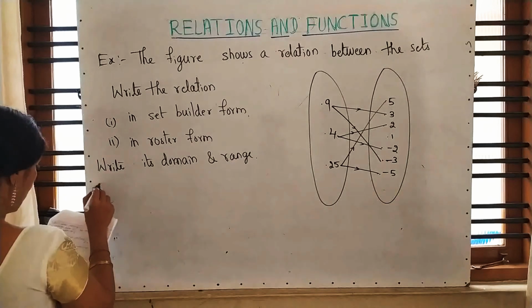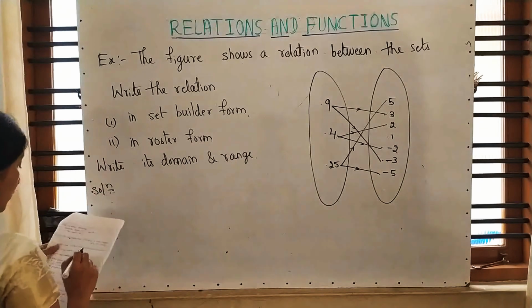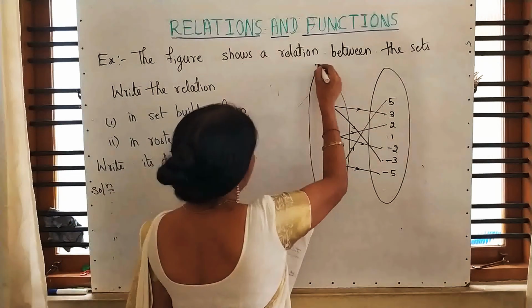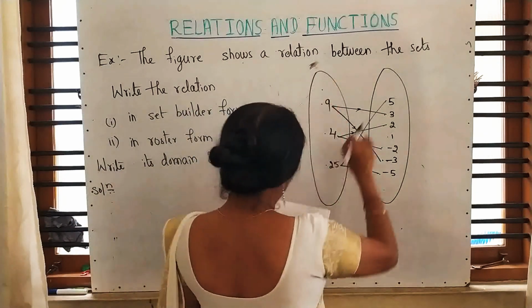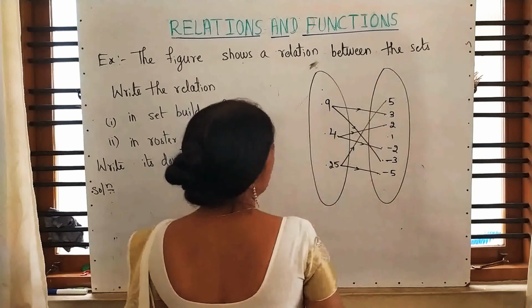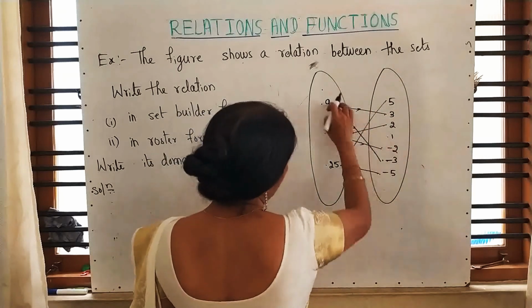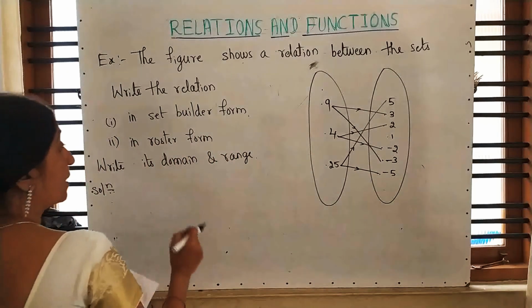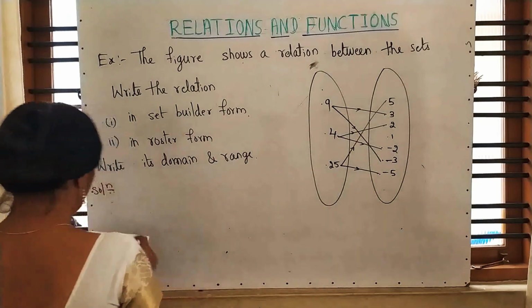Write the solution. From the figure it is clear that, see, we call the element from the first set x and from the second set y. Is x a square of y? See, 3 squared is 9, and minus 3 squared is also 9. How are they connected? They are connected. X is a square of y.